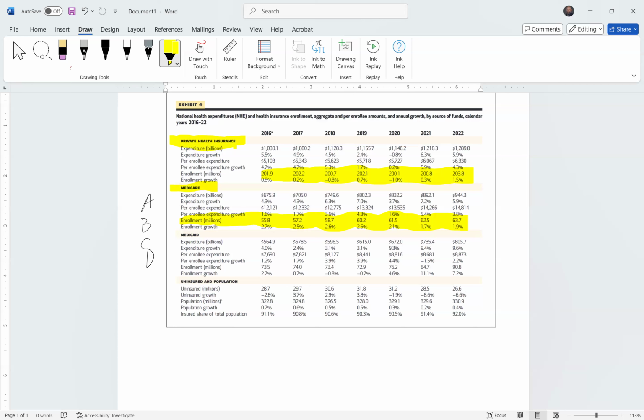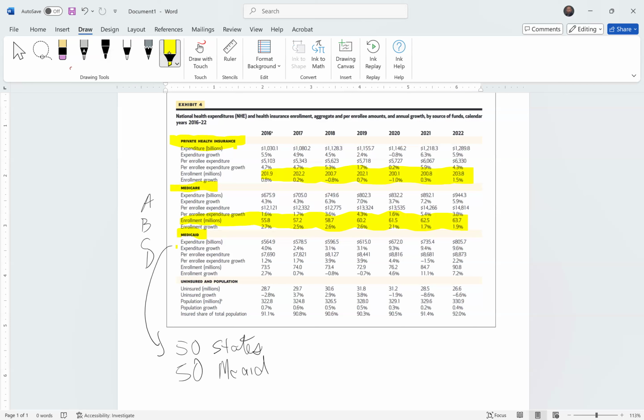Okay, let's go to the third category, which is Medicaid. Medicaid, along with Medicare, was created in 1965. It is a combined federal and state program, but there are 50 different Medicaid programs, one for every state. So the short form is Medicaid. It provides health insurance to those who are low income.